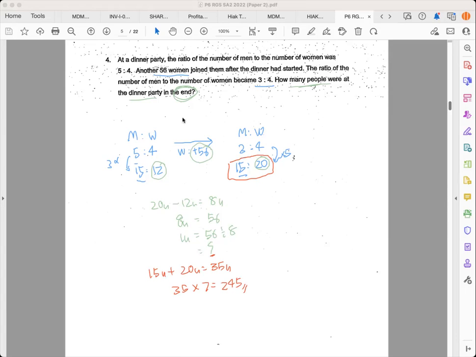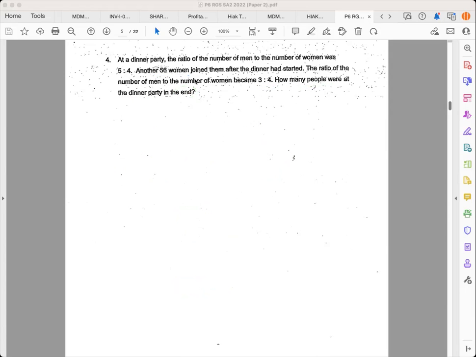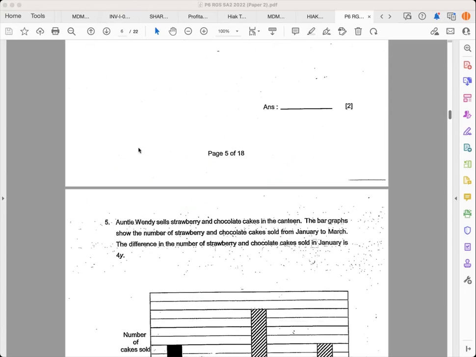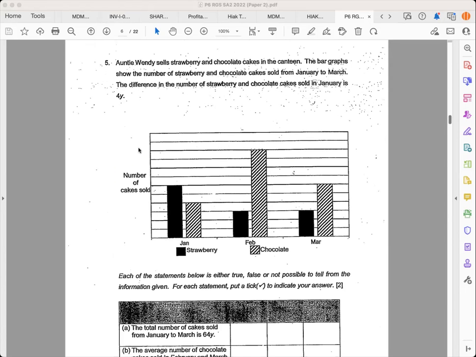Let's look at question number 5. Okay, let's read first. Auntie Wendy sells strawberry and chocolate cakes in the canteen. The bar graph shows the number of strawberry and chocolate cakes sold from January to March.